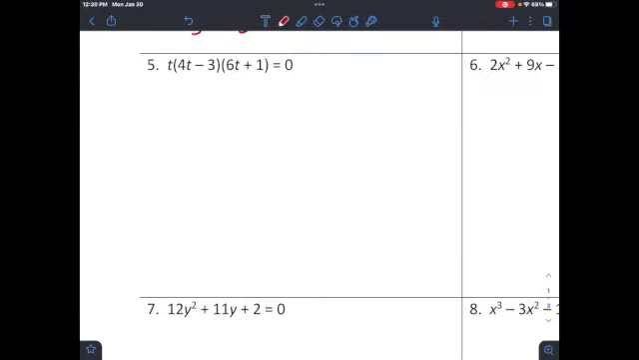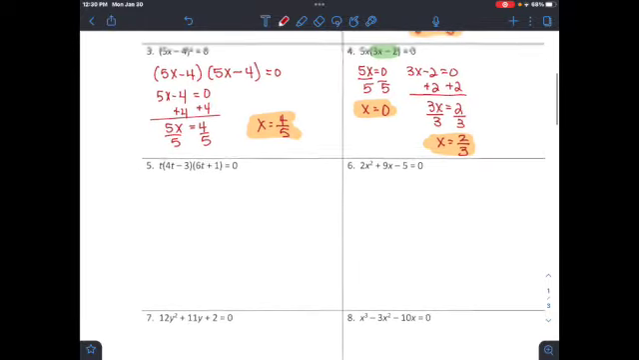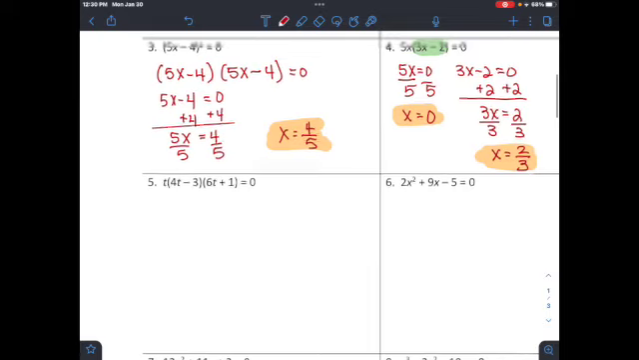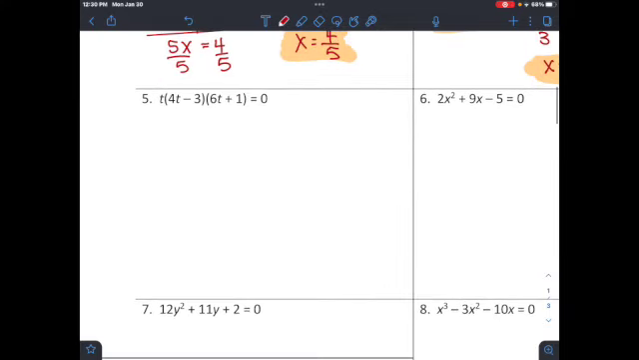For example, number 5 is that same type of question as number 4. To do that, you just make sure to double check they are all multiplying. And because they are all multiplying, I can just set them equal to 0 as little baby equations with the zero product property. So that's going to be t equals 0, 4t minus 3 equals 0, and 6t plus 1 equals 0. And you solve your little equations.